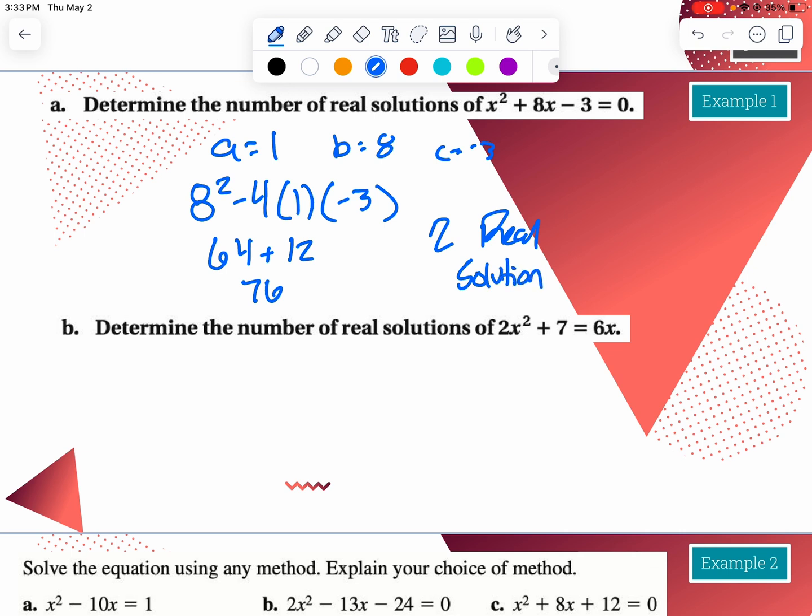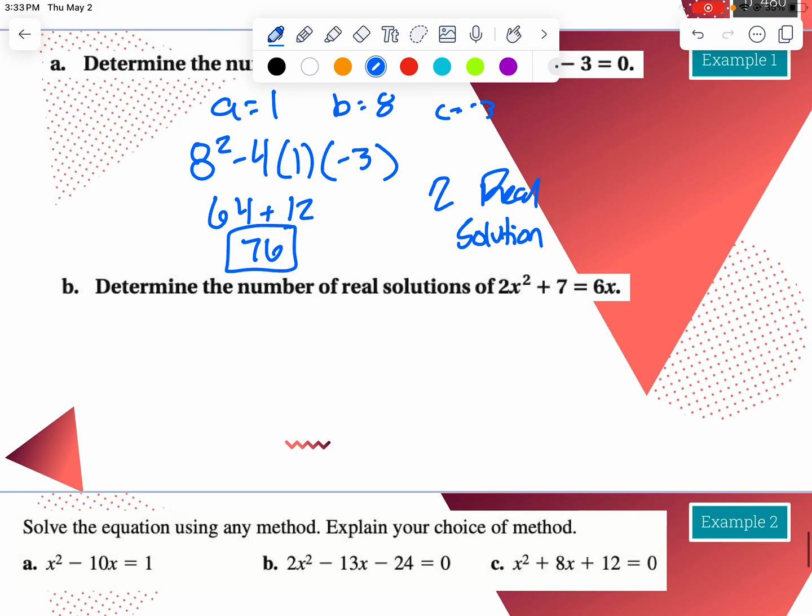If they asked us what number is the discriminant or to give the discriminant, then that number would just be 76. Again, it does not include the square root. Letter B, determine the number of real solutions. This one's not equal to 0, so first we would have to get it set equal to 0 by subtracting 6x from both sides.